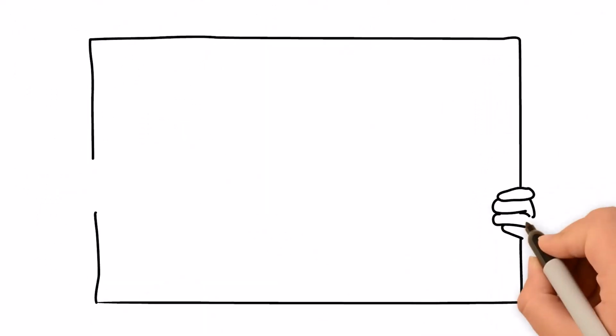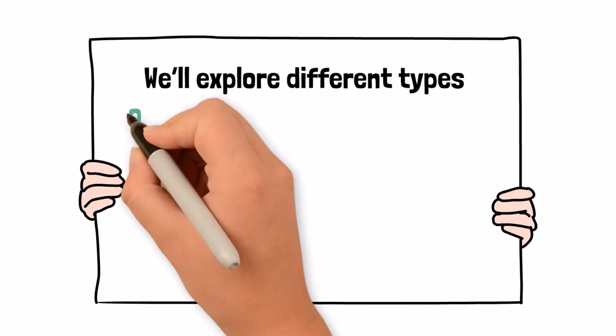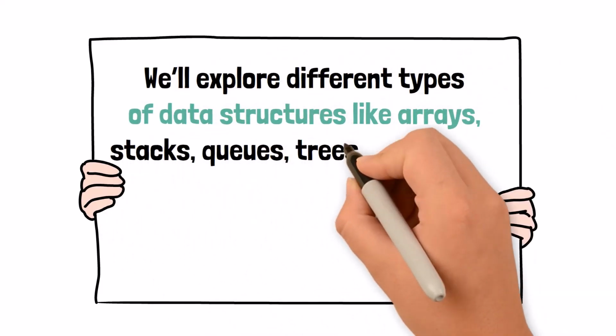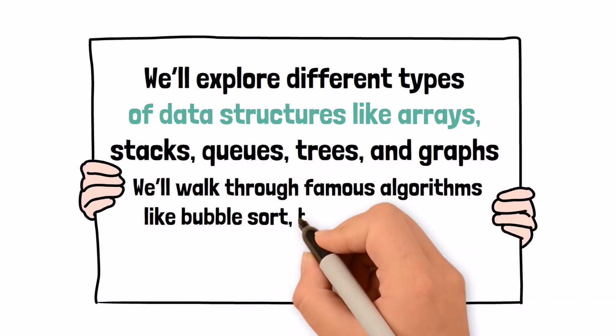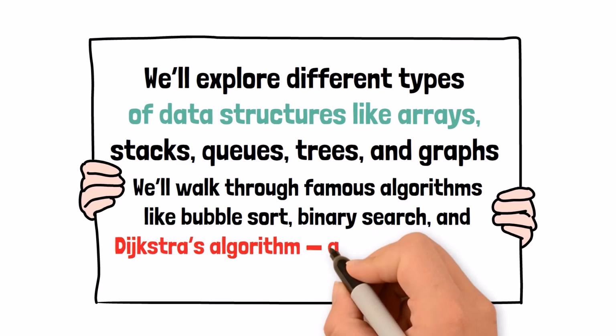In our upcoming videos, we'll explore different types of data structures like arrays, stacks, queues, trees, and graphs. And we'll walk through famous algorithms like bubble sort, binary search, and Dijkstra's algorithm, all in simple words.